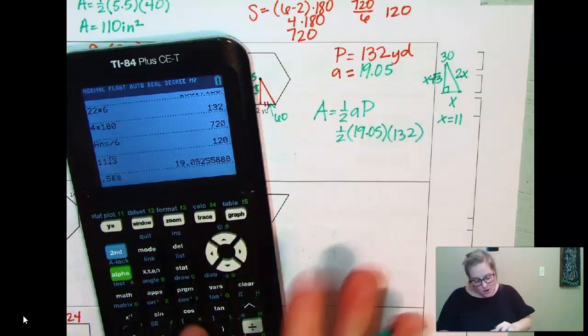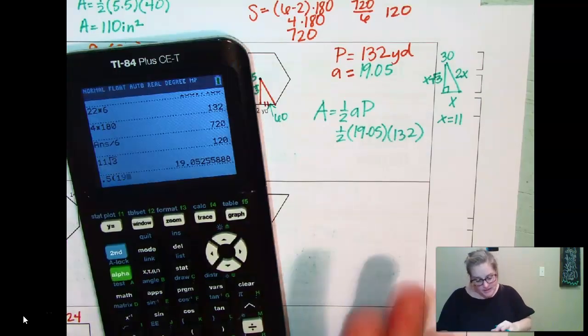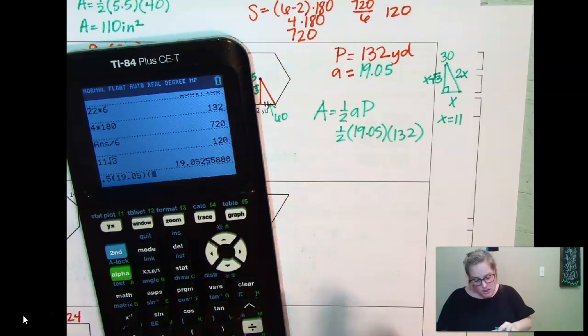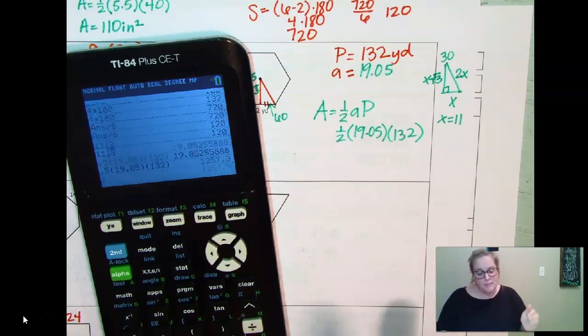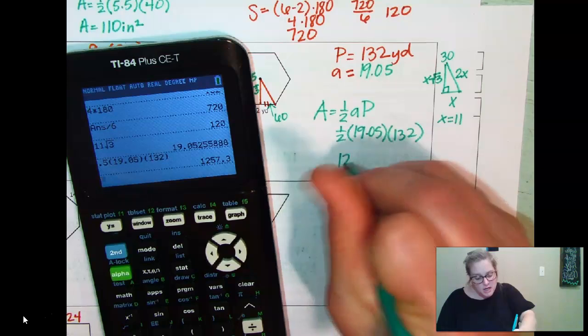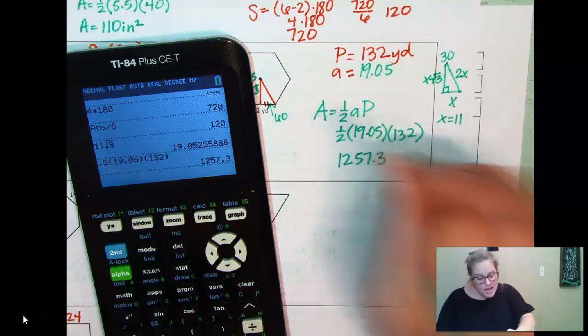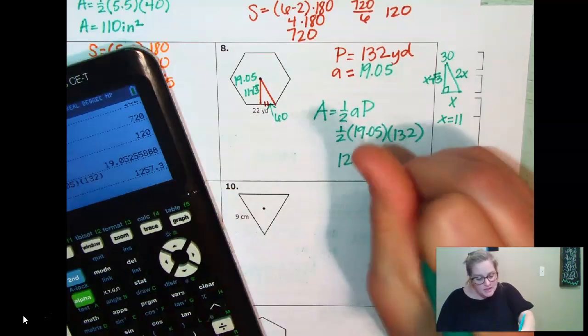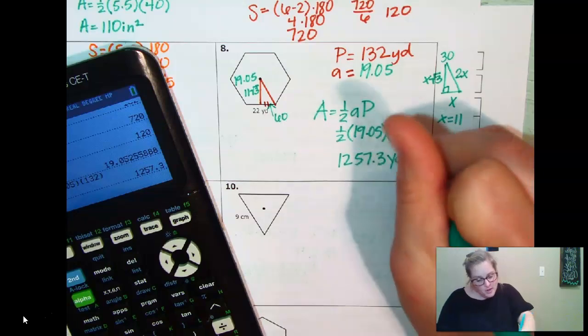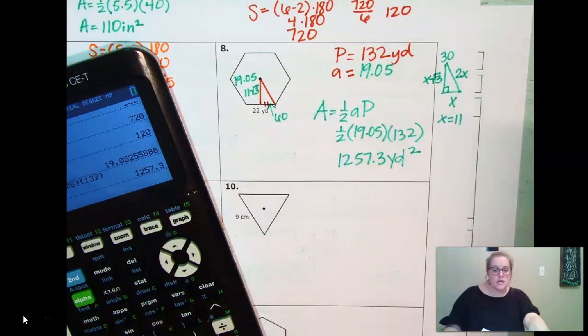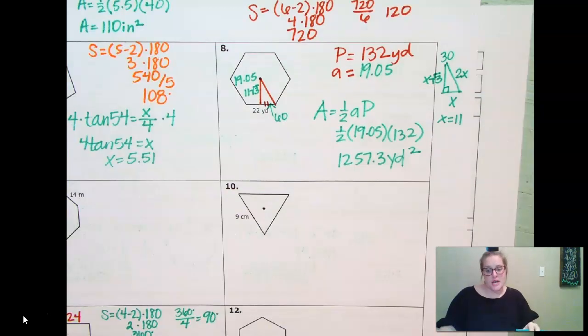So I hope that this is not too difficult. The hardest part is going to be remembering the 30, 60, 90 triangles and your trig. So if you have questions, reach out to me, let me know.